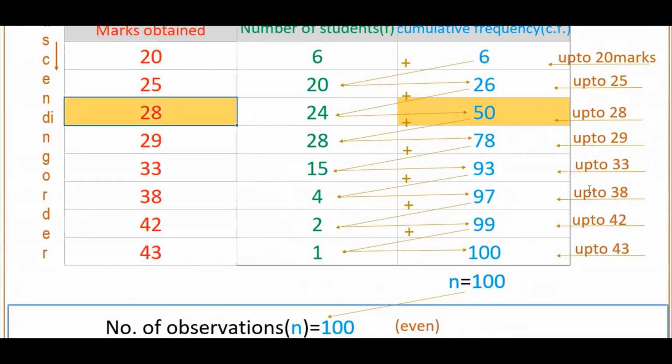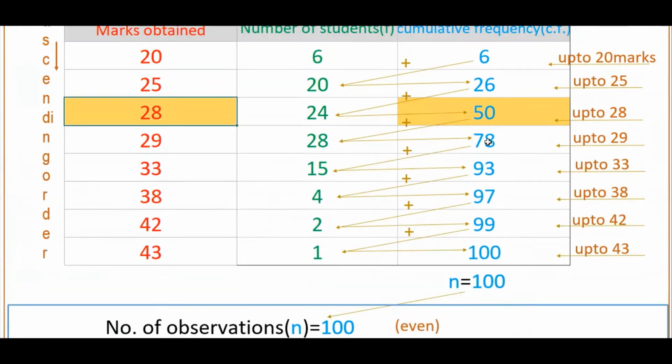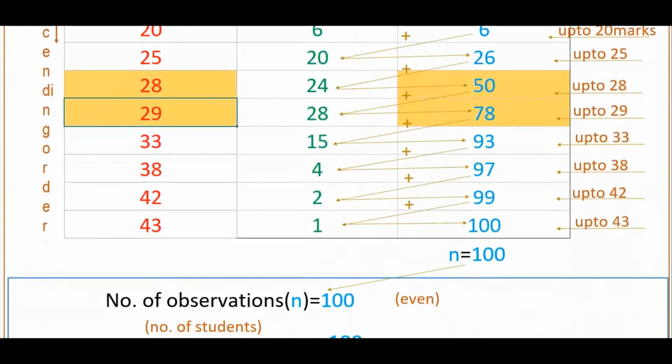Next is the 51st observation. Here there is no exact 51st observation, so you have to take the cumulative frequency greater than 51 and nearest to 51, that is 78. You have to choose this number, and this observation is 29. So the 50th observation is 28, and the one near 51 is at 78, which is 29. So 28 and 29, these are the marks.